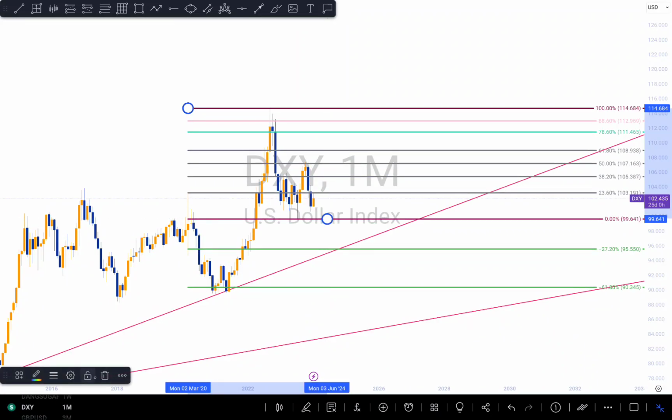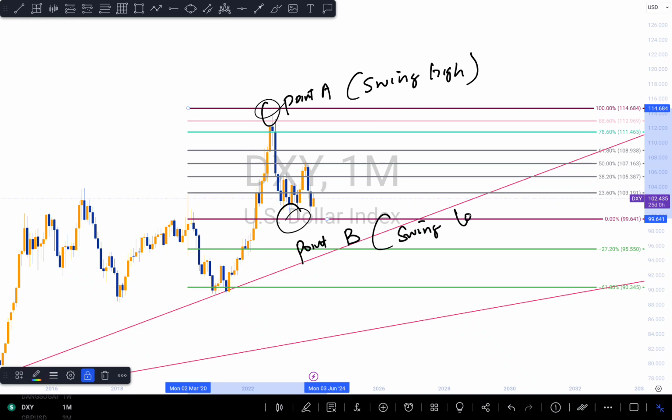So just in case of people that don't know how to draw fib, this is the point A here, which is the swing high, and here is the point B, which is the swing low, and we can see we retraced around the 50% fib level. So that is point C, the retracement. So we can see that is it.